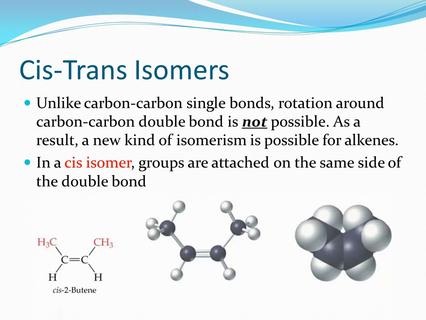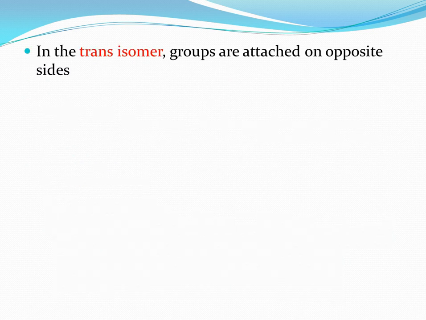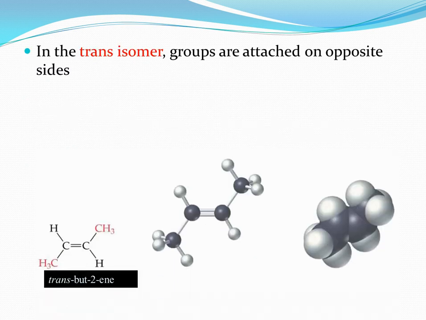Double bonds are not able to rotate around the carbon-carbon double bond. This means that isomers can form cis-trans isomers. Cis isomers have groups attached on the same side of the double bond. Trans isomers have groups attached on different sides of the double bond. Compare the two to ensure that you can see the difference.